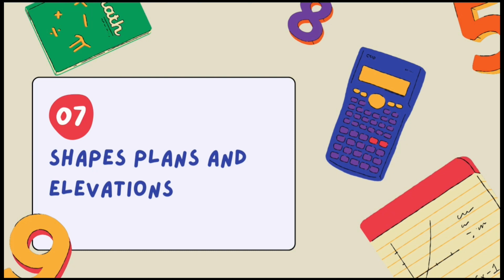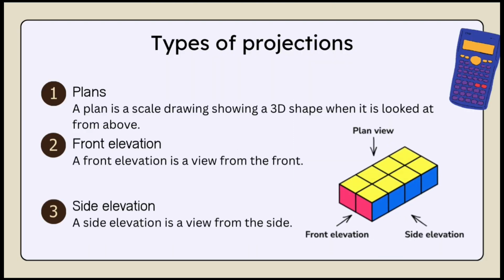And this will be the last subtopic, 10.7, Shapes, Plans and Elevations. There are three types of projections, which are plans, front elevation and side elevation. A plan is a scale drawing showing a 3D shape when it is looked at from above. A front elevation is a view from the front. A side elevation is a view from the side.